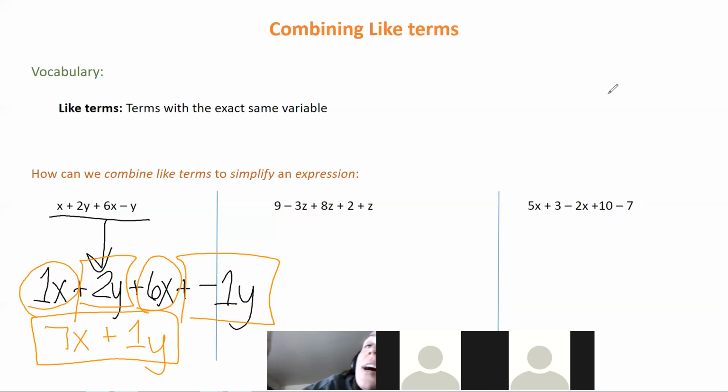Last example. We got this, guys. Okay, so let us rewrite this so that every variable that's by itself has a number in front, and every subtraction sign is changed to adding a negative. So we're left with 9 plus negative 3z. So we change that minus to plus a negative, plus 8z plus 2 plus 1z.